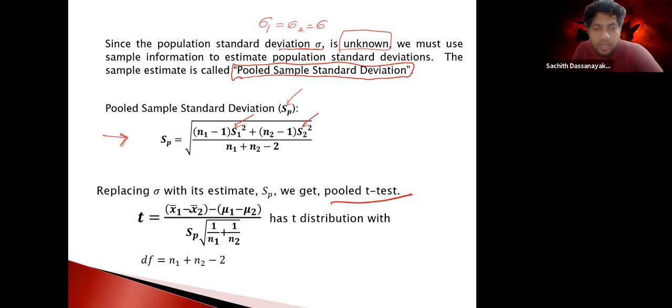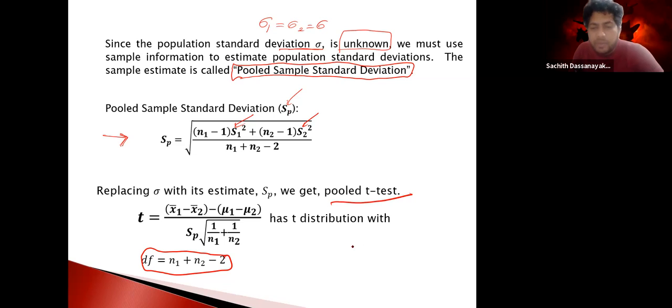Same formula, the numerator is the same, but if you remember, in the last slide we had sigma here instead of Sp. You have to replace sigma using Sp. This has a t distribution. In this case it is easy: you can find the degrees of freedom by simply adding the sample sizes and subtracting 2, n1 plus n2 minus 2.